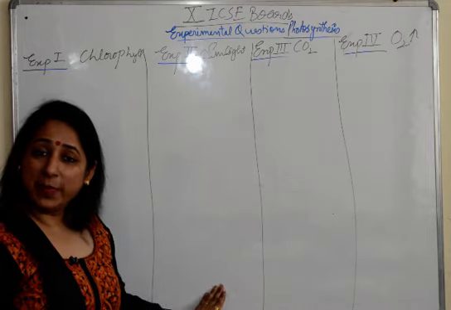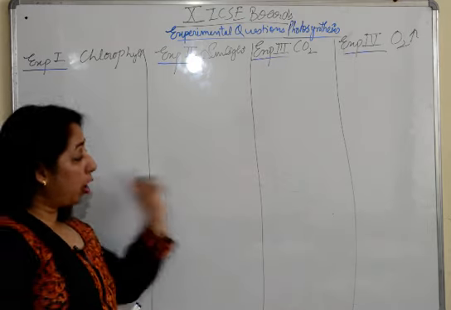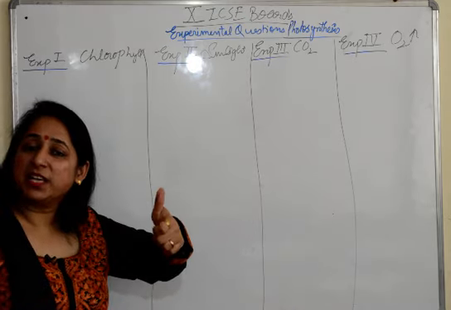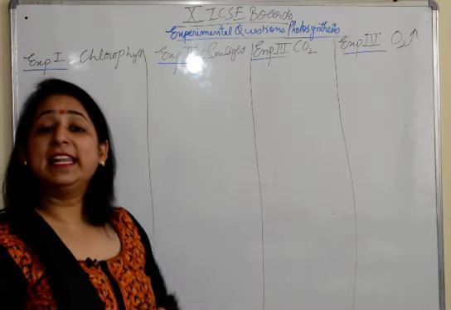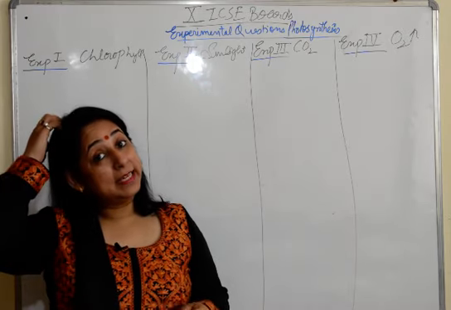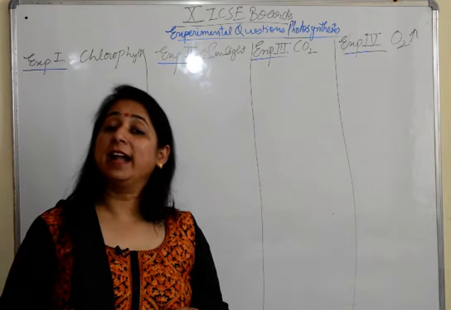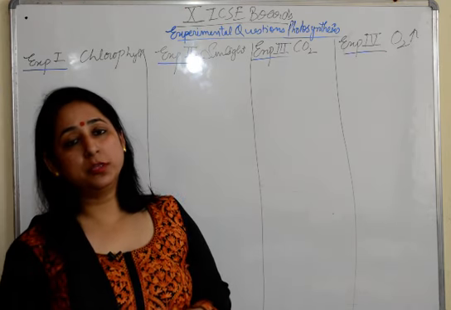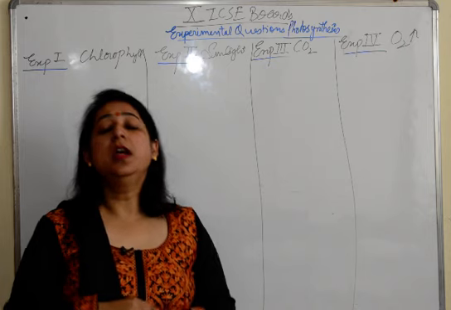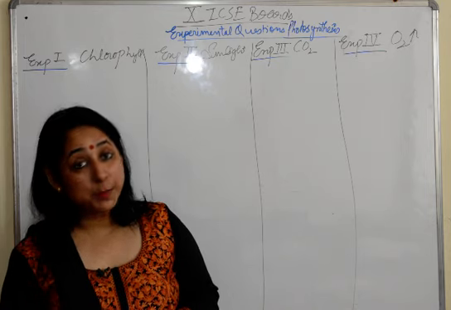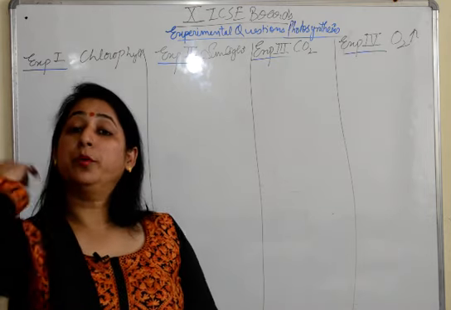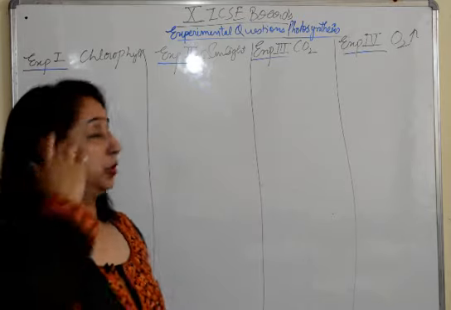Before doing all these experiments, there are 2 common steps for all the 4 experiments, that is destarching and iodine test. For this, I have made videos separately for the process of destarching and for iodine test both. Please watch the videos. The link will be given in the description. You can click and watch them again, because these topics are also very important. Destarching and iodine test both.